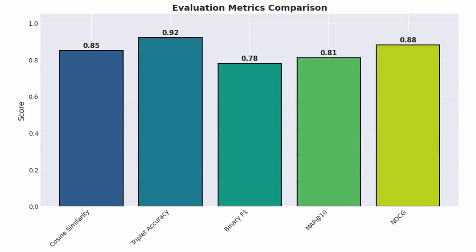Binary F1 measures classification performance. MAP at 10 and NDCG are retrieval metrics. Each metric provides different insights into model performance.